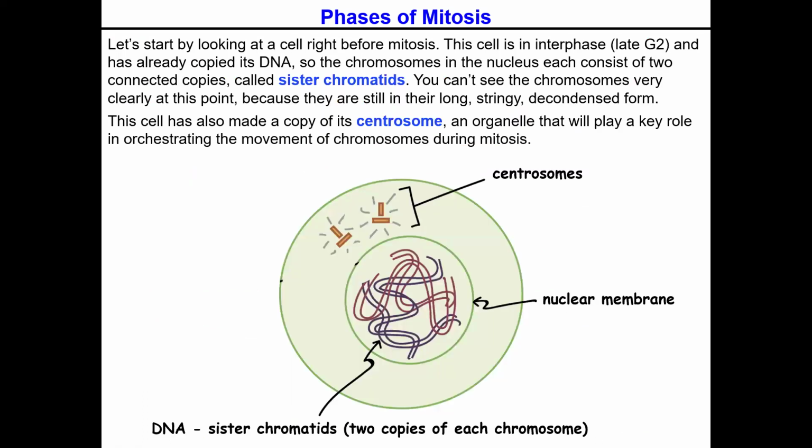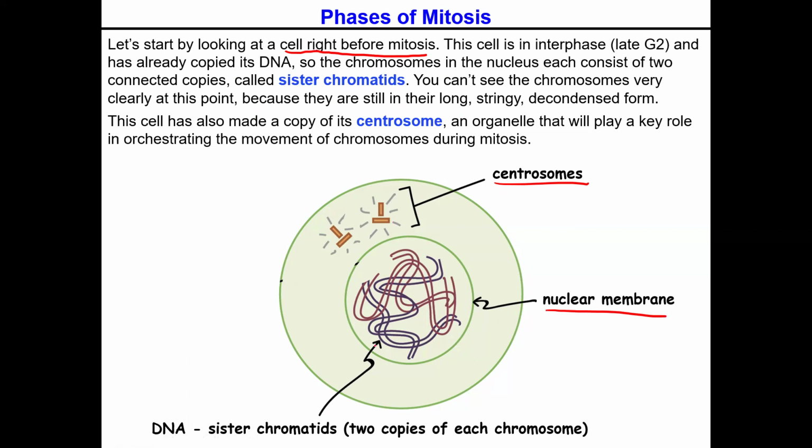All right, so let's go ahead and take a look at the phases of mitosis. Now, before we can really get into all of our different phases, we need to understand exactly what a cell is going to look like prior to our M phase. So looking at this over here, this is going to be the cell right before mitosis. You can see we have these centrioles, we have our nuclear membrane, and then we also have our DNA.